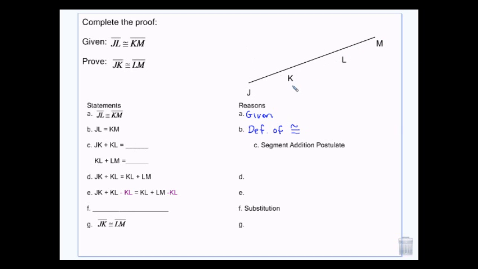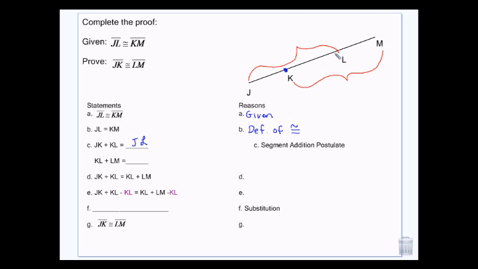Oh, I didn't mark my givens. JL, whoops. JL is congruent to KM. Those are the same length. Okay, what does JK plus KL equal? JL. JK plus KL gives you JL. The one piece plus the other piece gives you the big section.